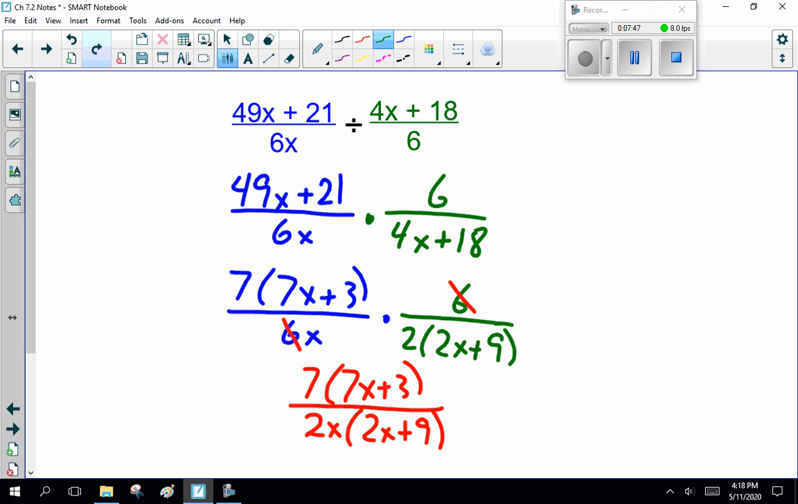And notice my denominator is 2x times 2x plus 9. Leave it like that. Don't bother multiplying out. Life is too short. Leave it like that, please. Particularly for the nasty ones, you might have another term in there that you can cancel out later.